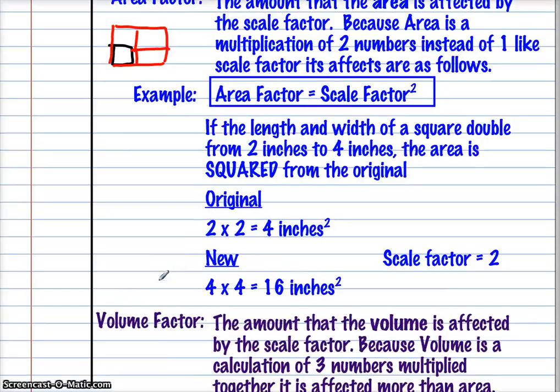So if I had an original size of 2 inches to 4 inches, so the length and the width went from 2, 2 to 4, 4, my area doesn't double. It's not 4 to 8. It becomes 4 to 16. It becomes this value squared, my scale factor squared.